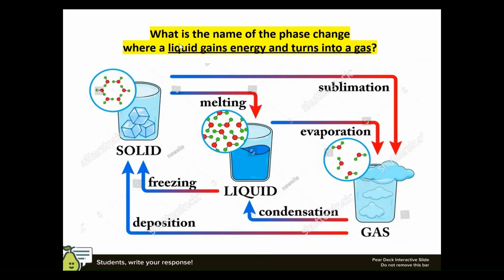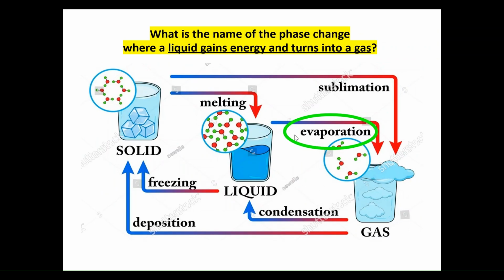And last but not least, what is the name of the phase change where a liquid gains energy and turns into a gas? So a liquid directly into a gas, what process is that called? Good, evaporation. Evaporation is when a liquid starts off at whatever temperature it's at and it gains energy, it becomes red, and it eventually becomes a gas. That process is called evaporation.